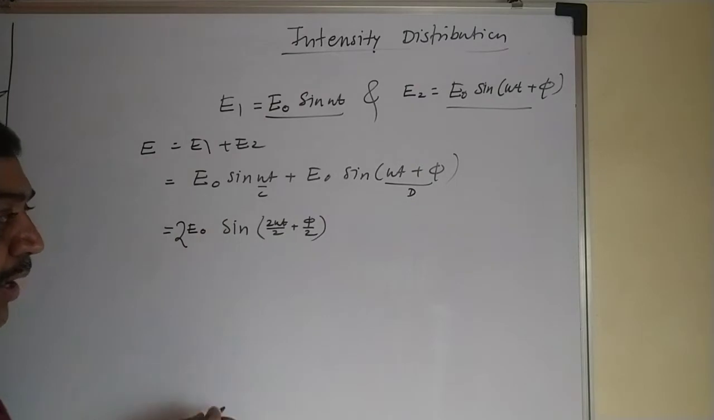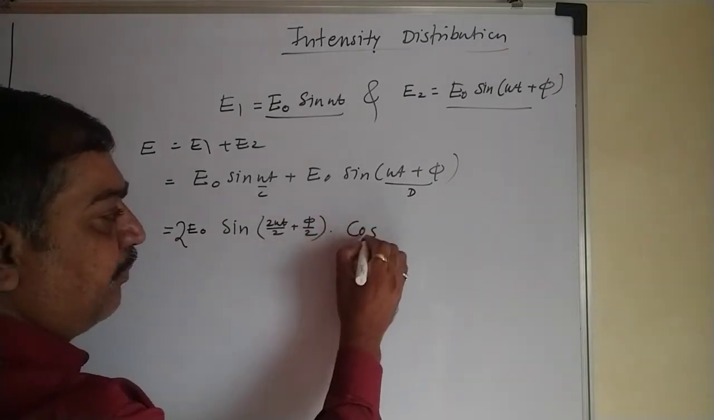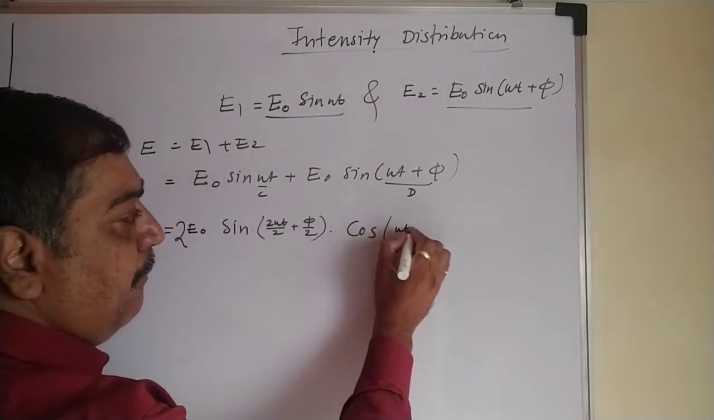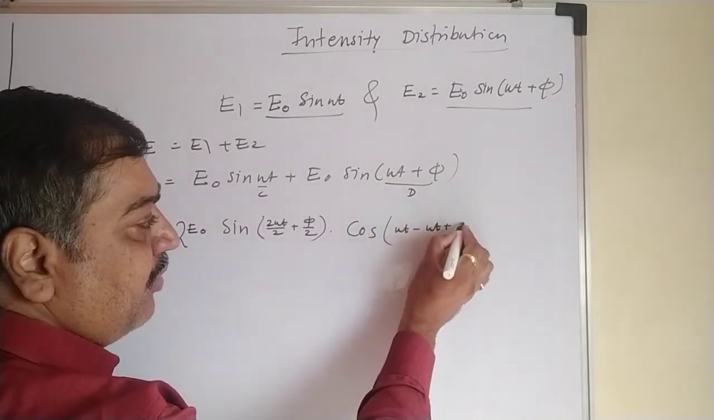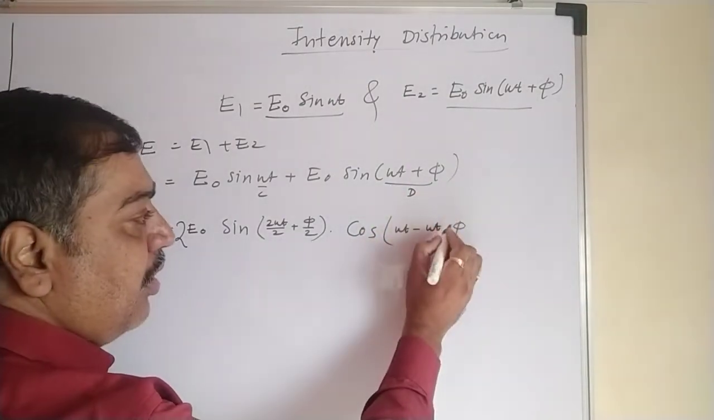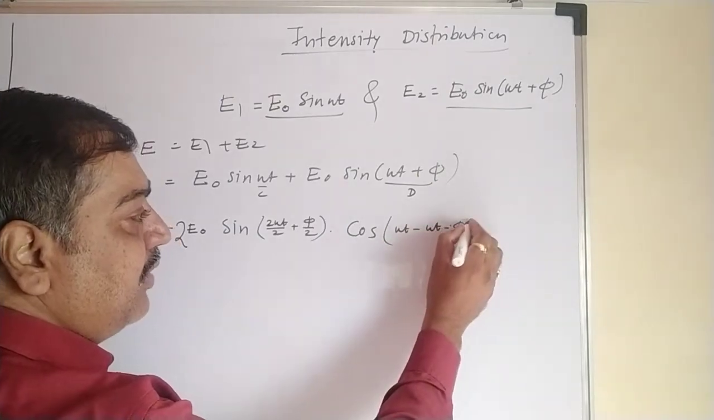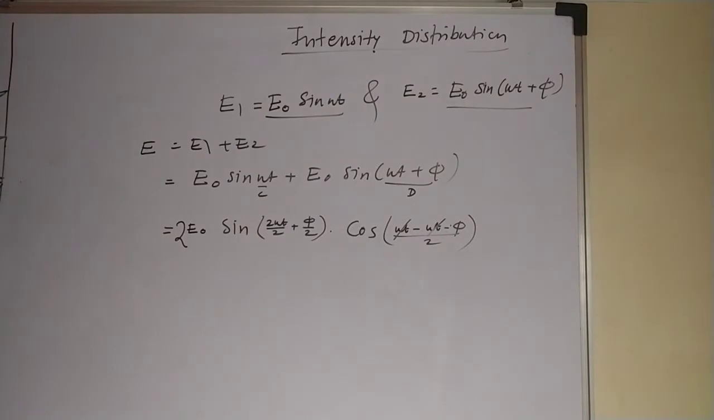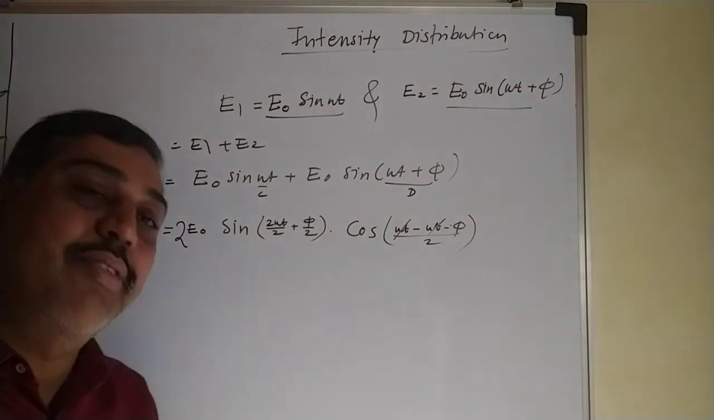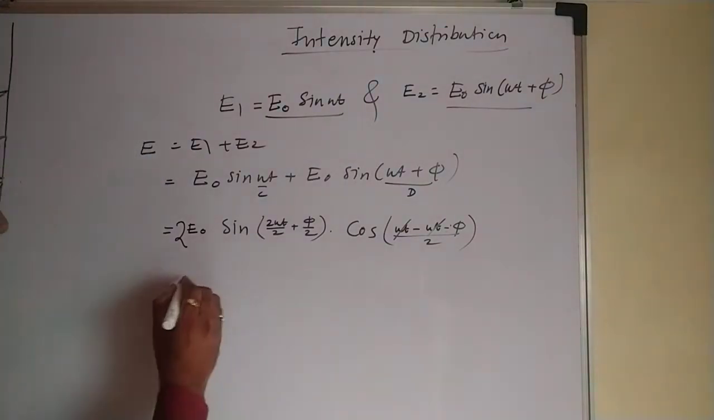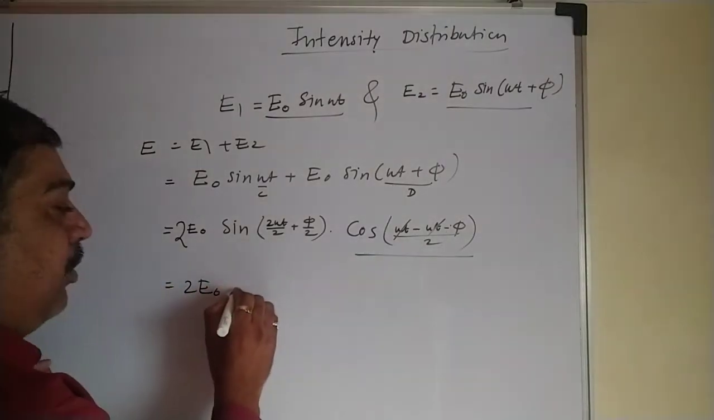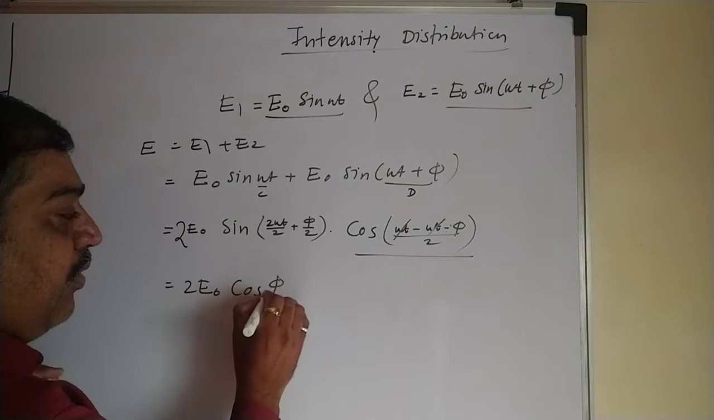So this is the first part, into cos((C minus D)/2). C minus D means omega t minus (omega t plus phi), which becomes minus phi, divided by 2. The omega t minus omega t cancels out. Cos of minus phi by 2 is cos phi by 2. So we can write this as 2 E0, take this term first, 2 E0 cos of phi by 2.